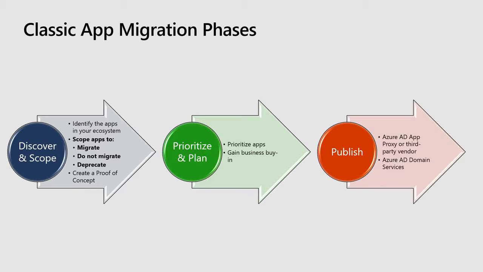Now it's how do we publish this app? So we're going to either use Azure AD Application Proxy, we may use some third-party vendors that we've announced here at Ignite, or you might use Azure AD Domain Services, okay? So this is a very high-level framework, but it gives you a starting point of how to approach the problem space. Does this make sense? Is this reasonable to everybody?